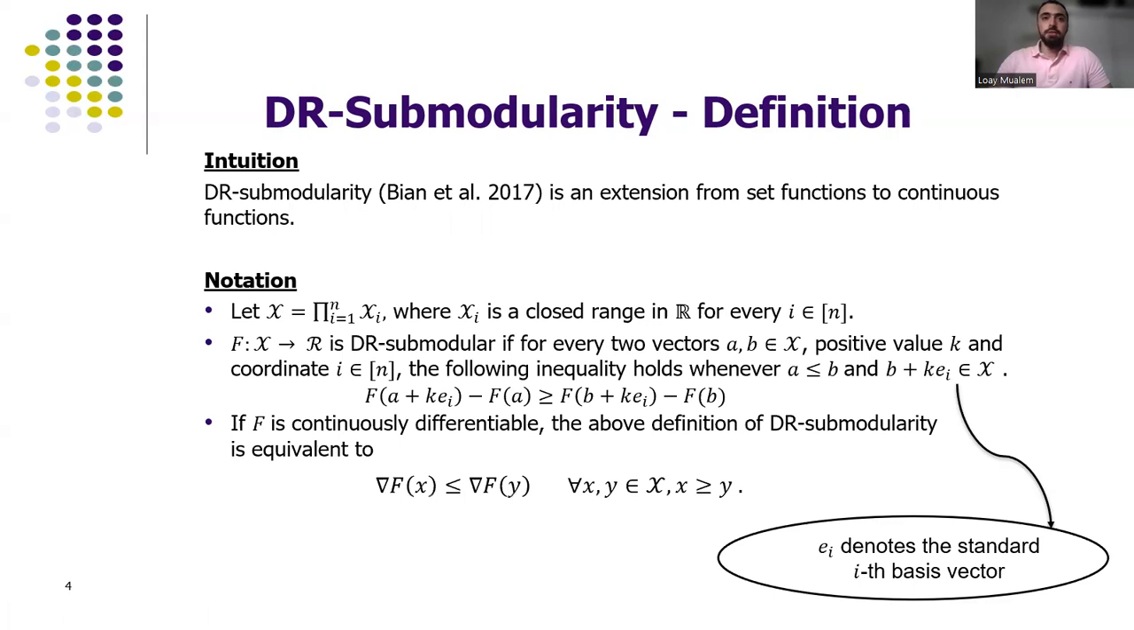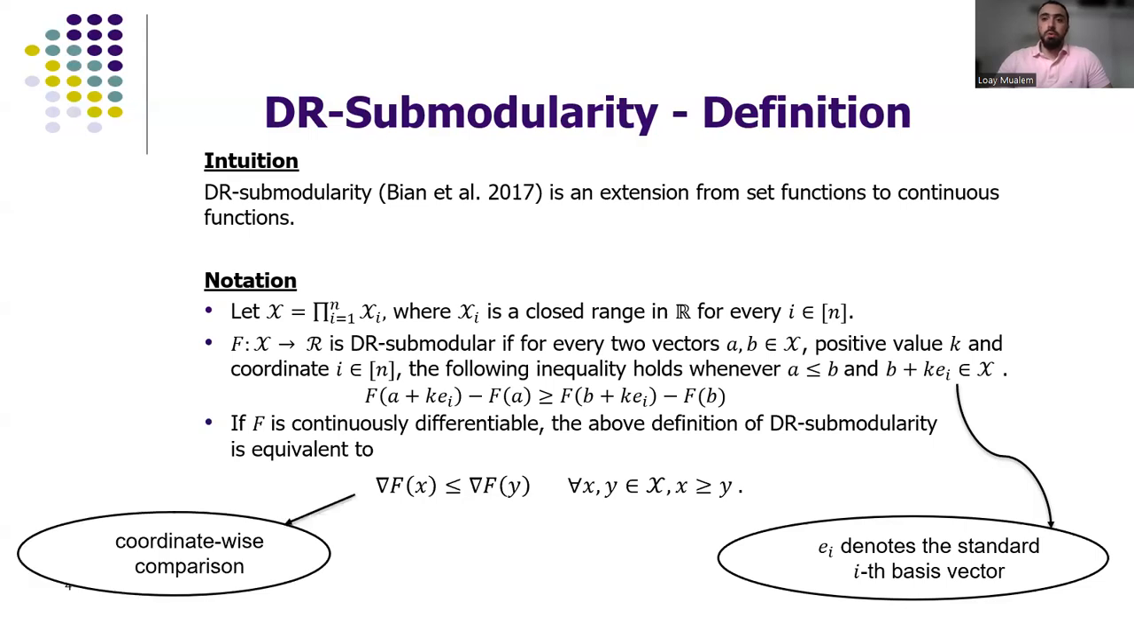Also, if f is continuously differentiable, the above definition of DR-submodularity is equivalent to the following inequality. Furthermore, when f is twice differentiable, it is DR-submodular if and only if its Hessian is non-positive at every vector x, and the comparison here is coordinate-wise.